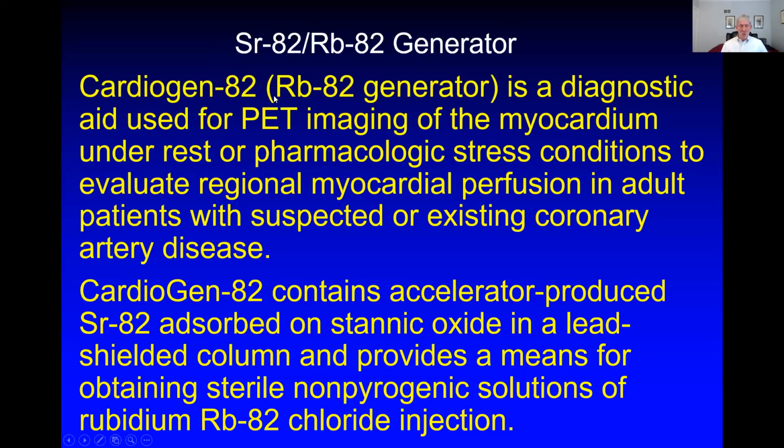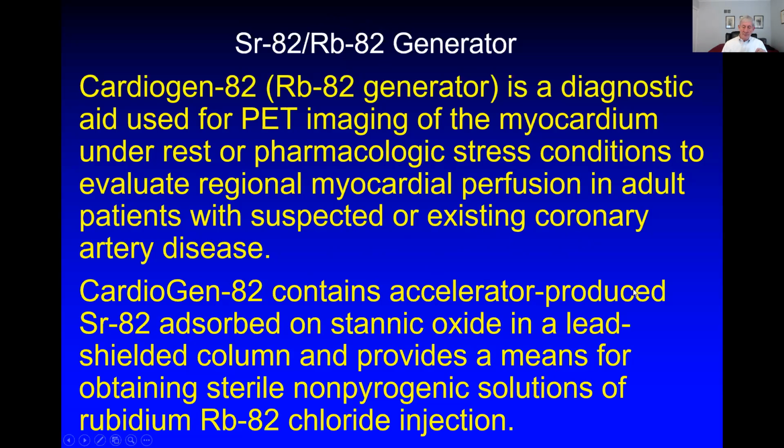So the parent in this generator is strontium-82. It decays by electron capture and beta plus decay to rubidium-82. And that's the diagnostic drug that we are going to be using, rubidium chloride. We're using it for PET imaging because this is a positron emitter. And we can do it under pharmacologic stress, but not really under a treadmill kind of stress. It really needs to be pharmacological. Part of the reason for that is that no one has really developed the really good software for image processing.